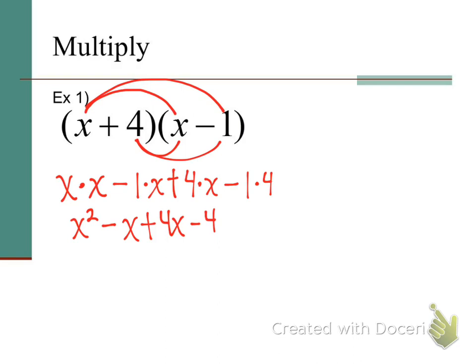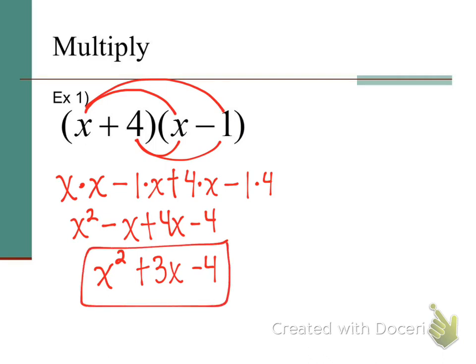What can happen now? Combine like terms. Which terms are alike? The negative x and the positive 4x. So the x squared is not changing. Negative 1 plus 4 gives me a positive 3x. And the minus 4 on the end is not changing. Can anything else be combined? No. So that is our answer.